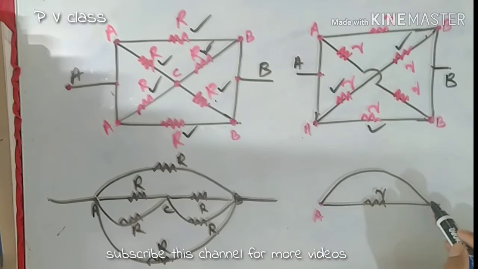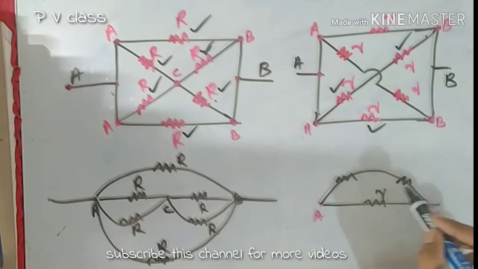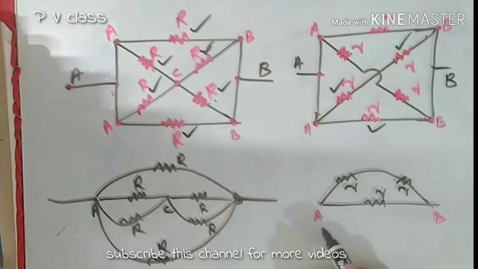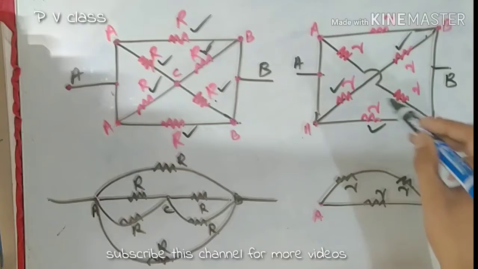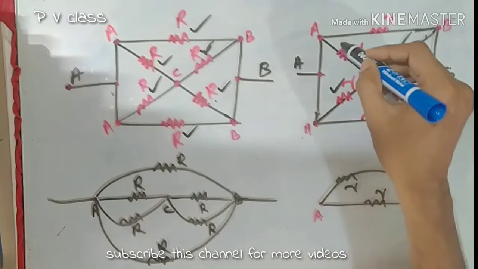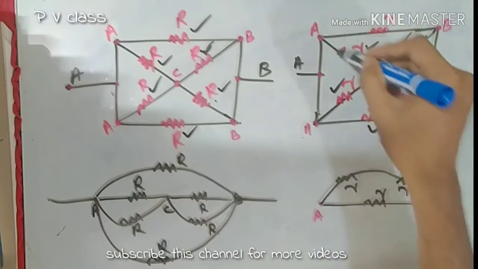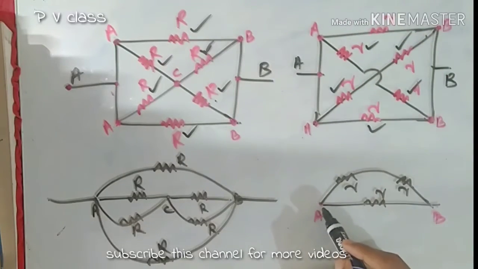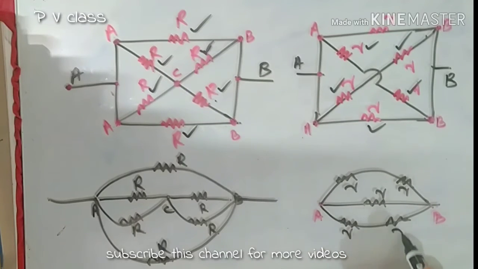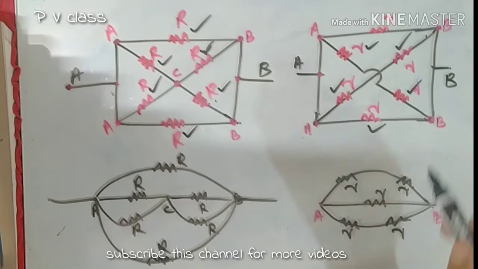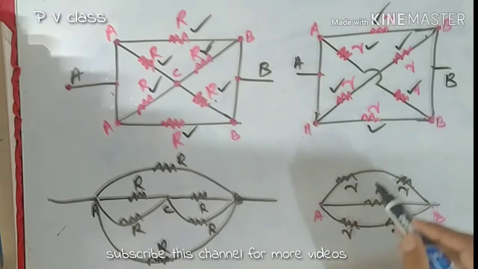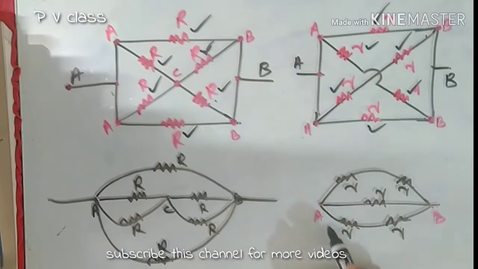Therefore, I am drawing a line like this, and on this line we are having two resistors. They are connected between A and B. On analyzing these two resistors, they are also connected between A and B. Then finally we have to draw this resistor. It's connected between A and B. Therefore, I'm having another resistor which is connected between A and B.